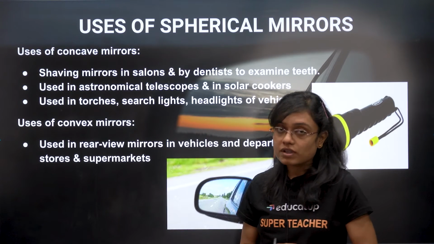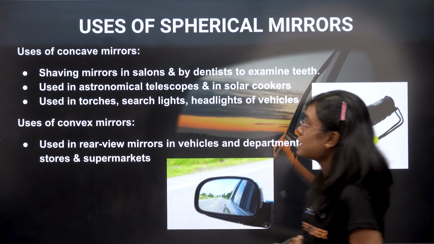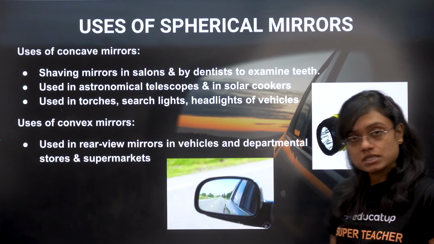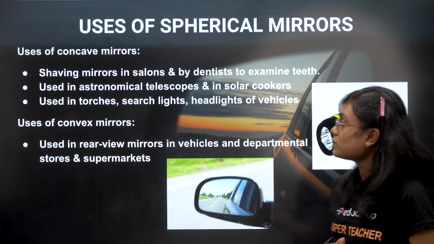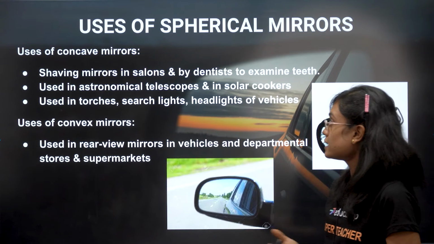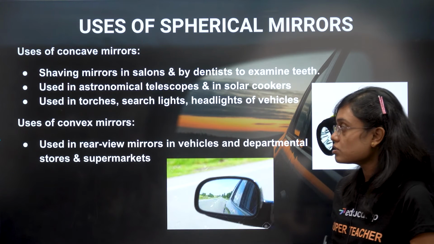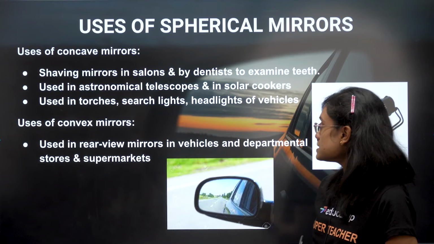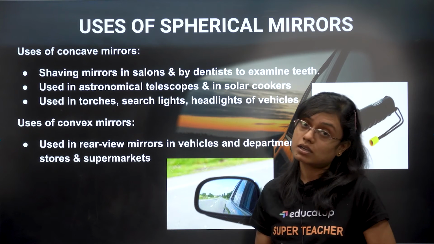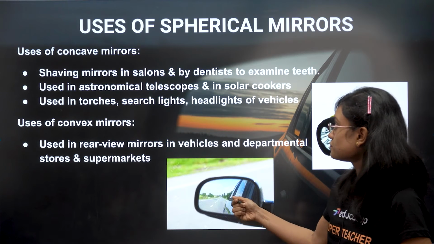Now uses of spherical mirrors. Concave mirrors are used in saloons and by dentists to examine teeth. They are used in astronomical telescopes and in solar cookers. They are also used in torches, searchlights, headlights of vehicles. In all of these, a concave mirror is used. Then convex mirror is used in rear view mirrors in vehicles and departmental stores and supermarkets. So these are some basic uses of spherical mirrors.